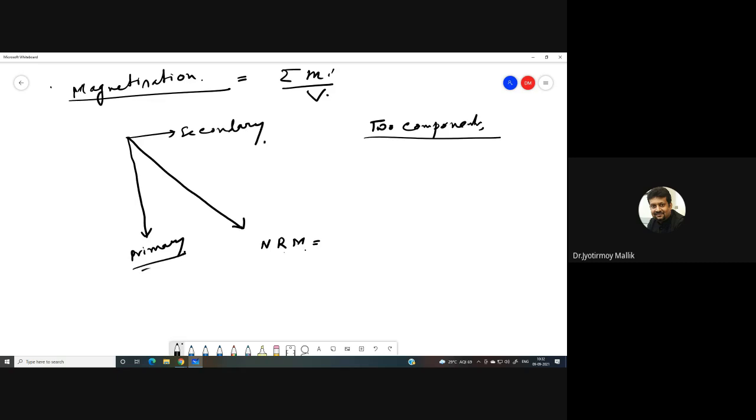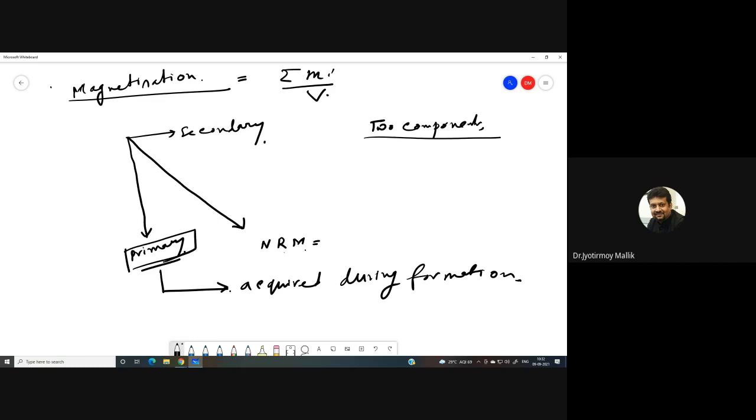So the primary component is essentially the component that is acquired by the rock during formation. If I think of an igneous rock, it formed from a molten magma or molten lava, and it got quenched, and as per the then magnetic field of the earth, it acquired some magnetization. That is what we call the primary magnetization.